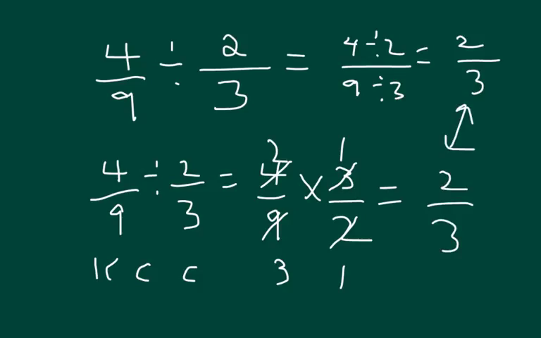This is so rare. This only works if you can get remainder 0 when you do 4 divided by 2 and 9 divided by 3. But occasionally you'll see a problem where that kind of works, and it's cool to do it that way. So that covers division of whole numbers by fractions.